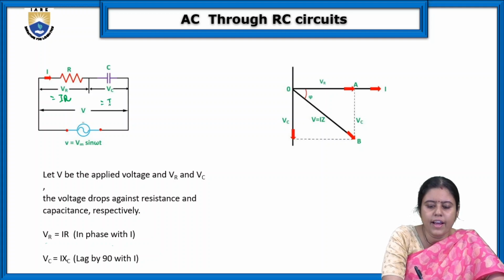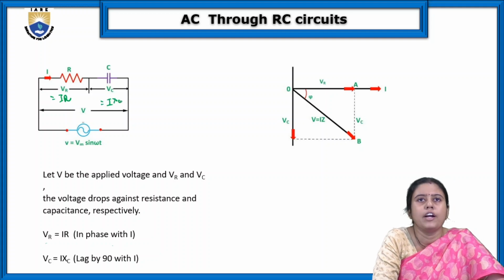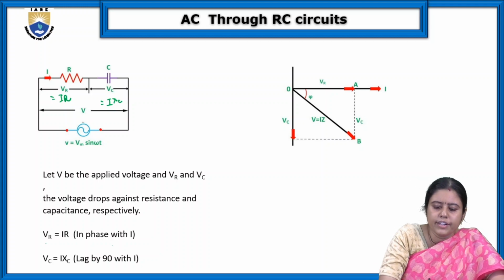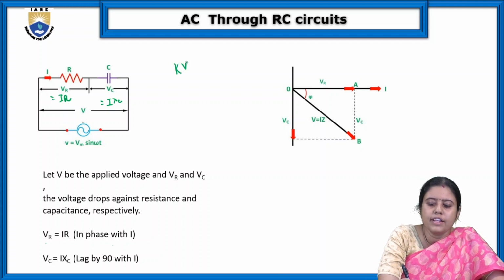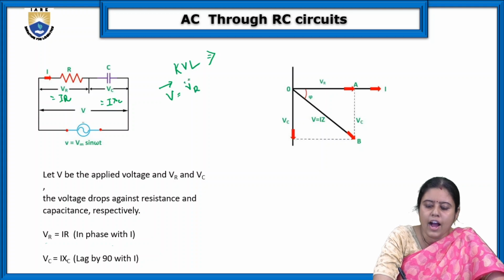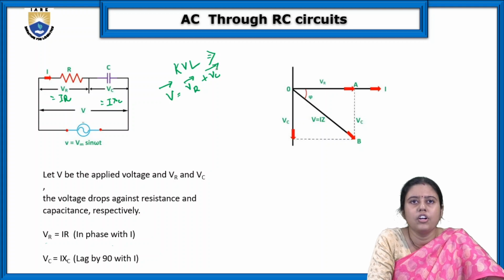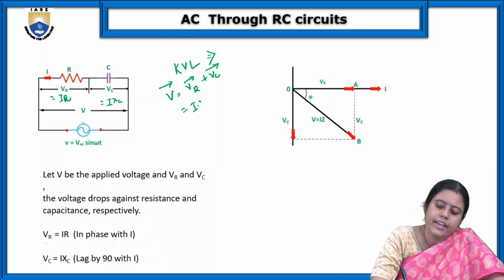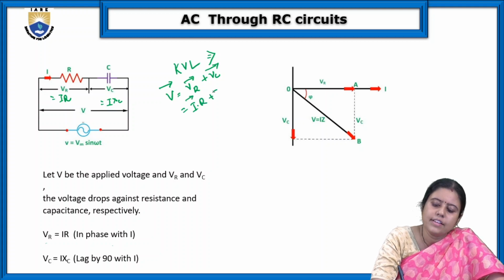VC is nothing but the I into XC. What is VC? VC is nothing but the I into XC. So what is the total voltage? Total voltage in this circuit, again we are using the KVL, Kirchhoff's voltage law, that V is equal to VR plus VC. Now what is VR? VR is equal to I into R plus I into XC.